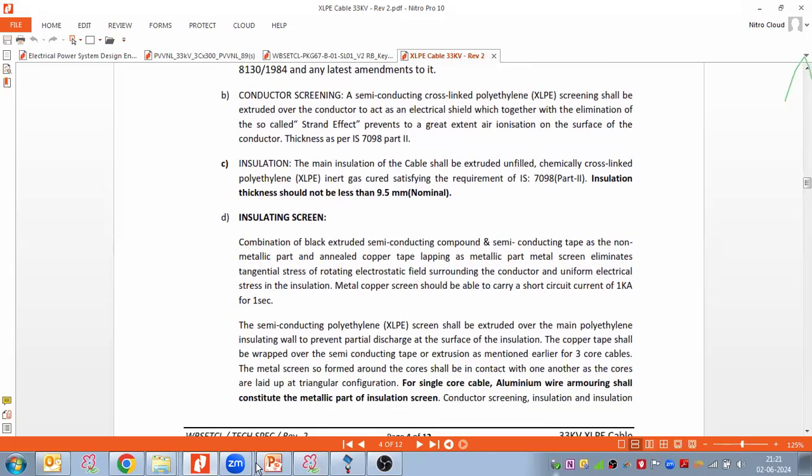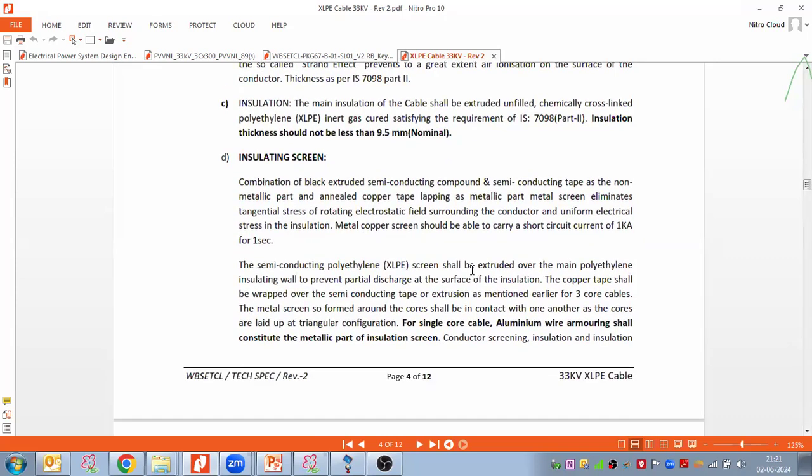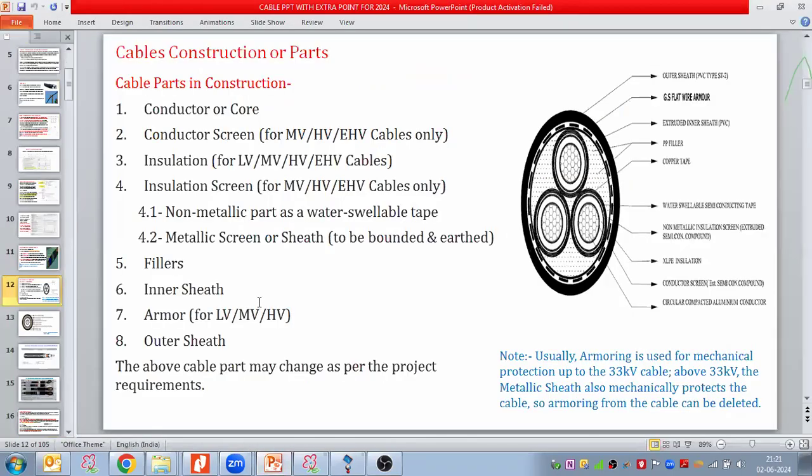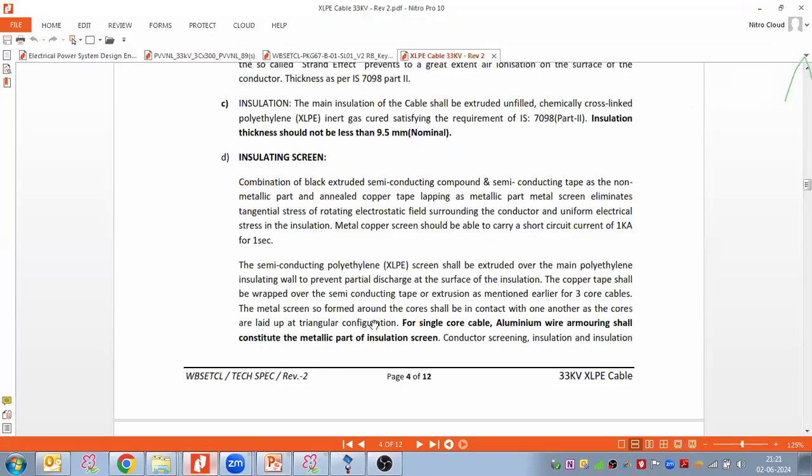Insulation screening, and here it is important. When we are selecting the cable for any project, I'm discussing the overall part of the cable construction, because this part directly impacts the cable cost. When we work on any project, we see what the client's technical specifications and requirements are, which parts they're asking for, which parts they're not asking for, and accordingly we select the cables.